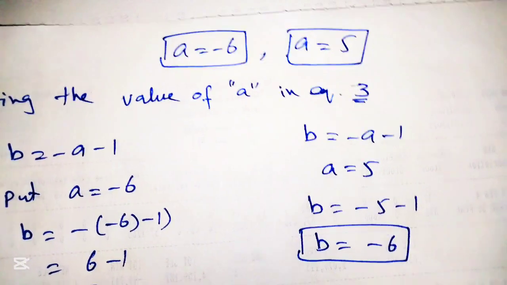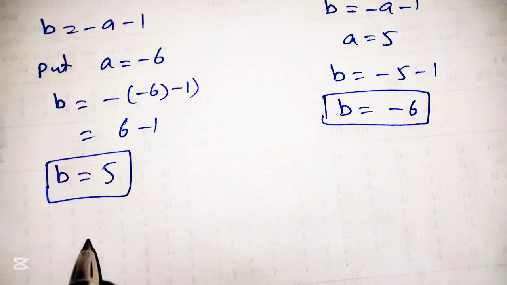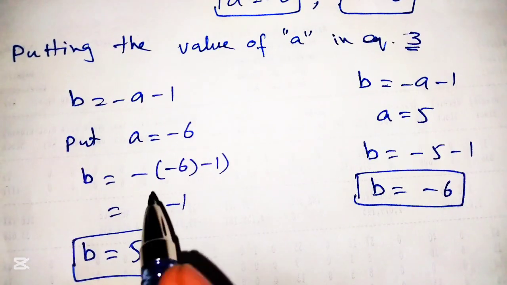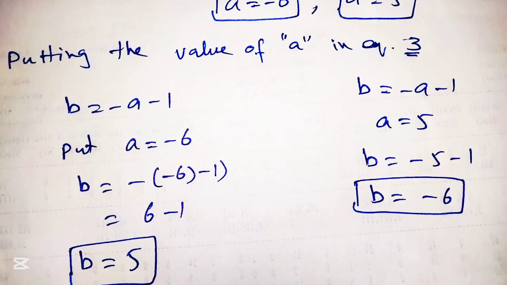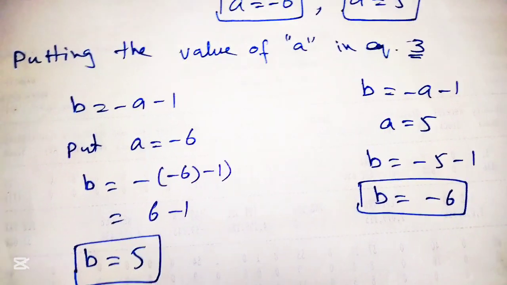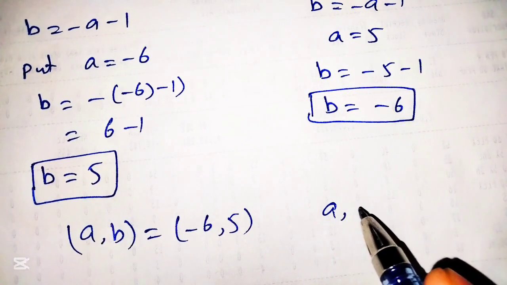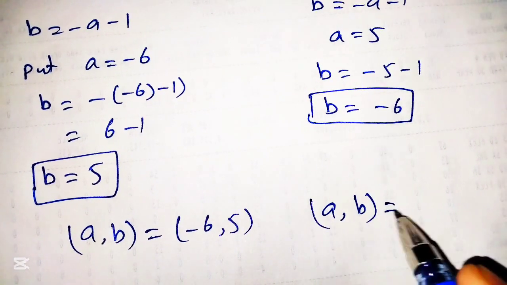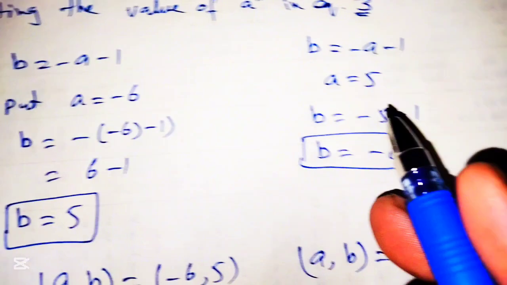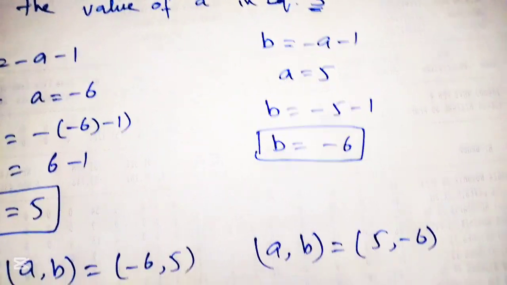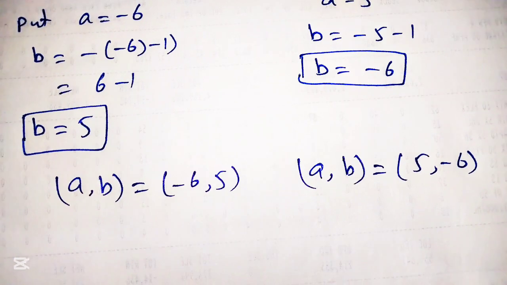So the two pairs of solutions are (a, b) = (−6, 5) from this, and from this the solution pair is (a, b) = (5, −6), where the value of a is 5 and b is −6. So these are the two solution pairs.